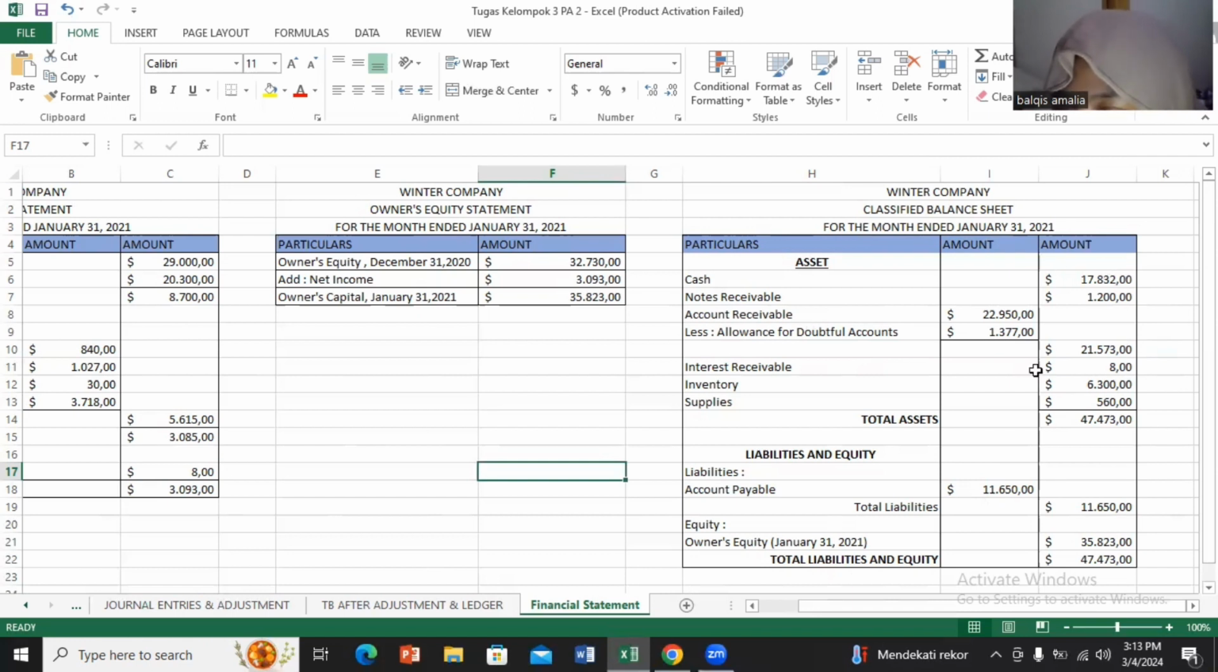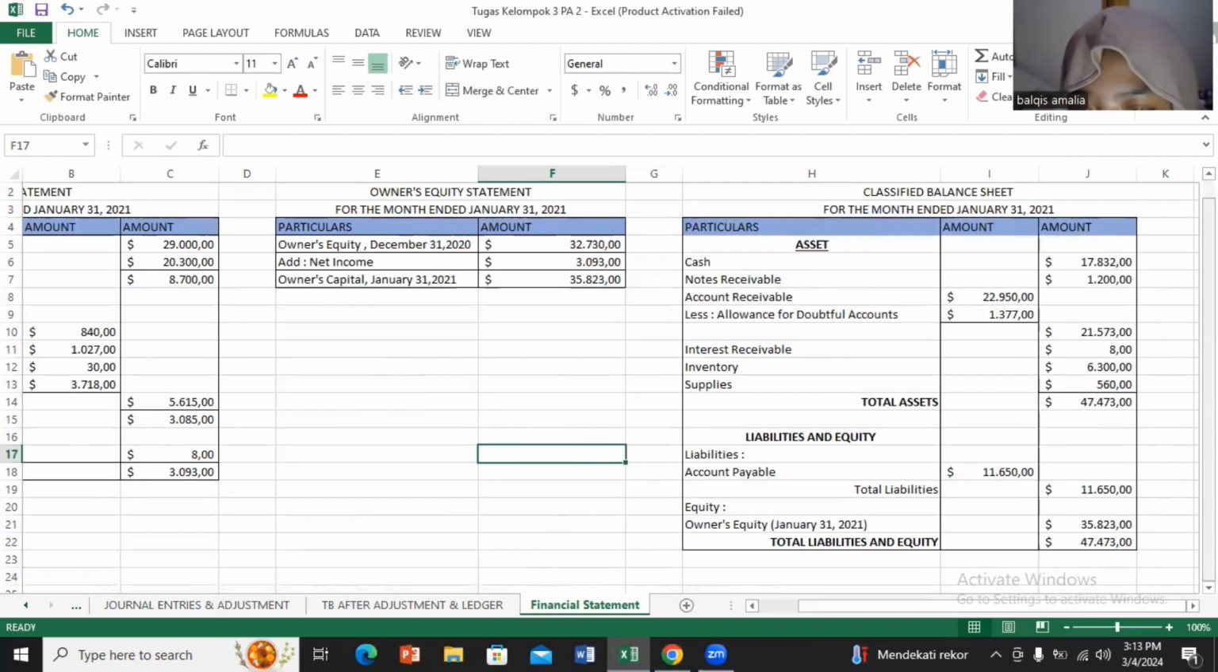And we add up all the above for assets, and the total assets will be $47,473. And then we have liabilities and equity. The liabilities will be account payable. It's $11,650, and that's the only liability we have. So the total will be $11,650. And the equity, we have owner's equity for January 31st, 2021. It's $35,823. And we add the total liabilities with the equity, and total liabilities and equity will be $47,473.